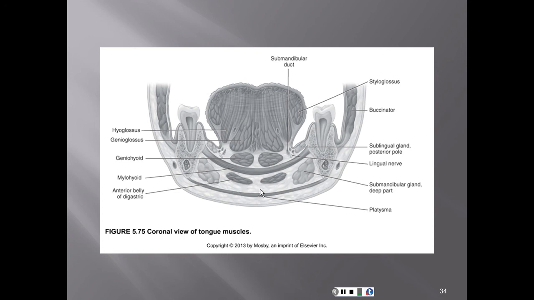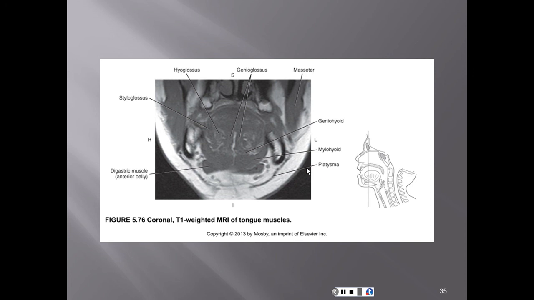And this is the platysmal muscle. And the submandibular gland. So we're near the angles of the ramus of the mandible. T1 weighted coronal image of the tongue muscle. So you want to identify those tongue muscles, stylo, genio, and the hyoglossus muscles.